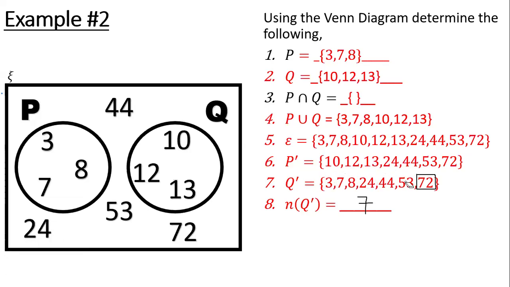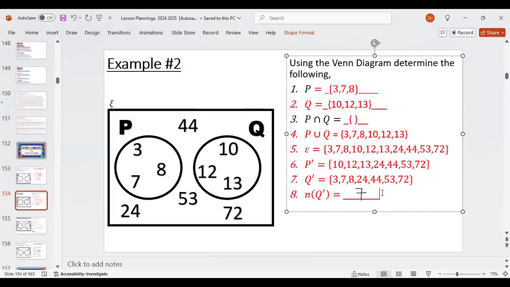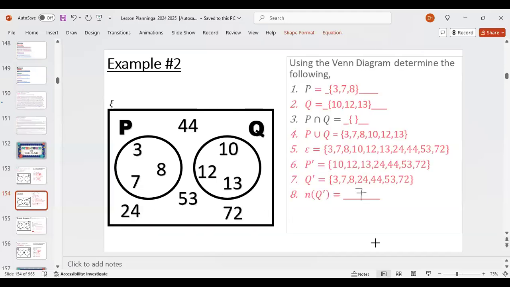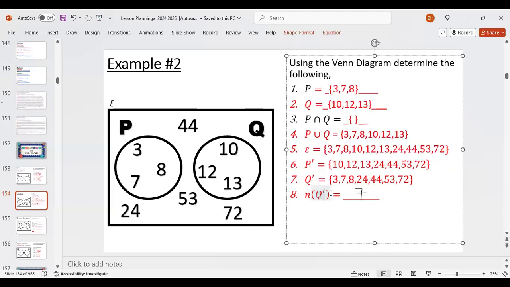So N of Q complement, N open bracket Q complement. All right, let me ask another question. This is the last one. It's going to be 9. Let's do P. What's going to be the number of elements in P complement?